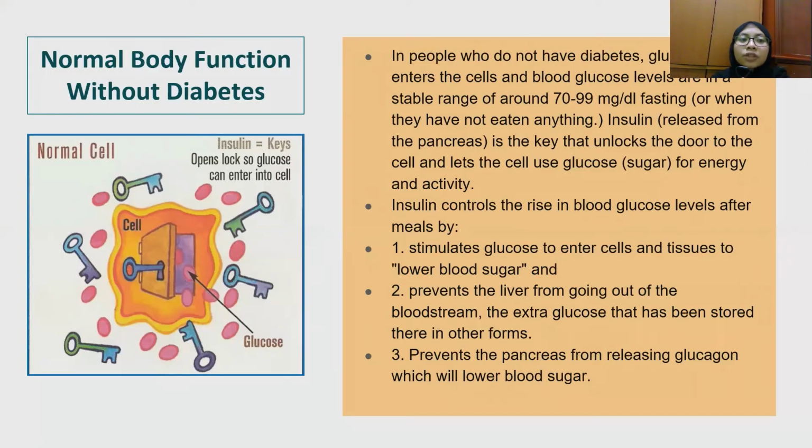For normal body function without diabetes, this is actually the same as the glucose homeostasis that I explained just now, where insulin and glucagon act as antagonistic hormones. Both of these hormones work together to maintain the blood glucose level in a stable range.